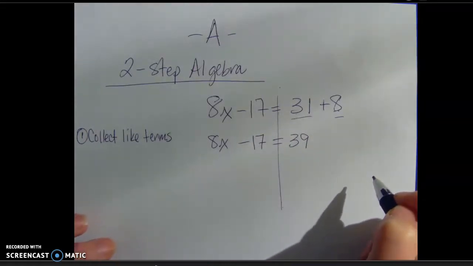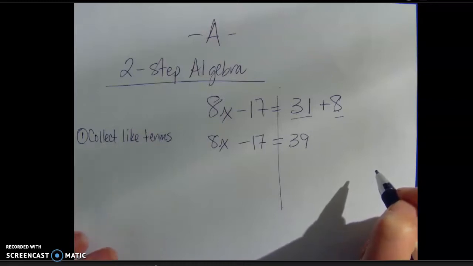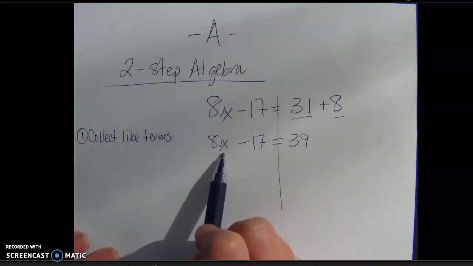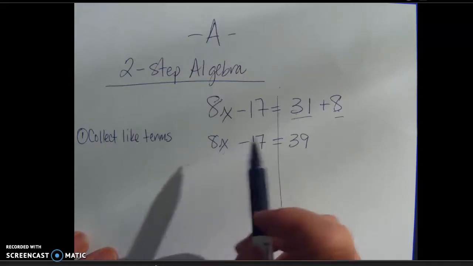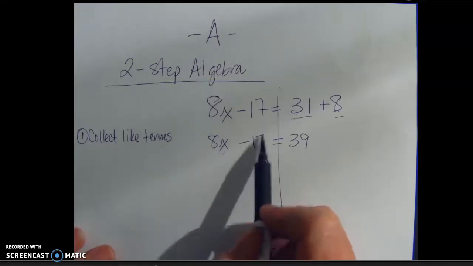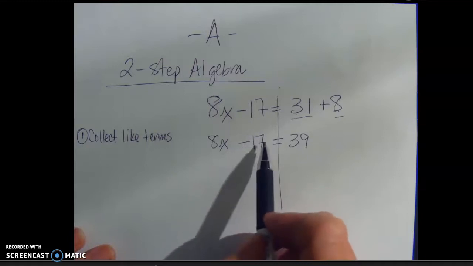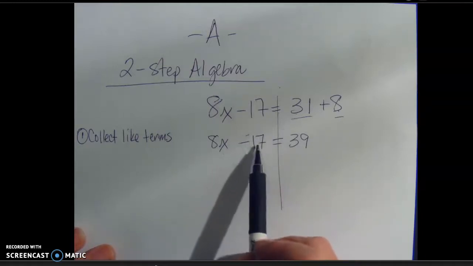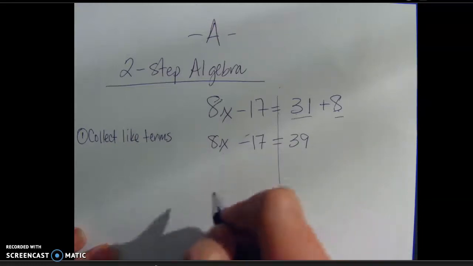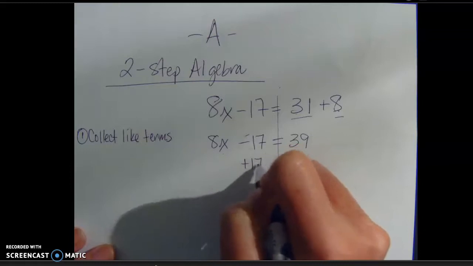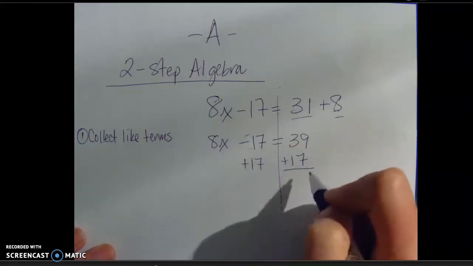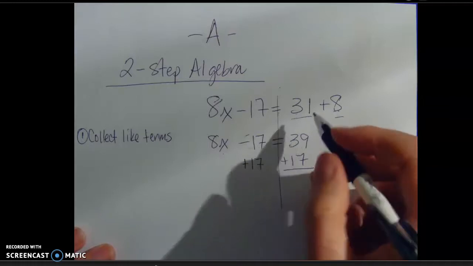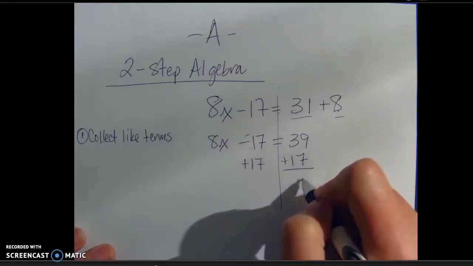Okay, this is called two-step algebra because to get to the x by itself, you have to do two steps. And it's always best to do the adding and subtracting part first. And that's this part because this part says minus 17, right? So instead of minus 17, we're going to add 17 to both sides. And what happens when we add 17 to both sides?